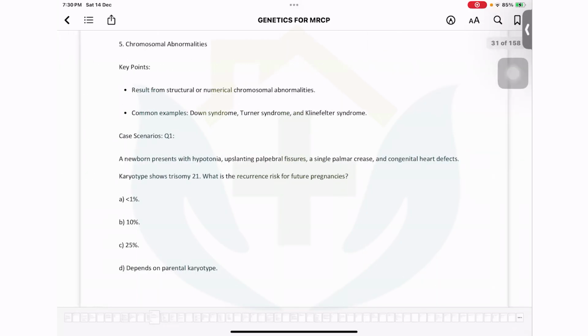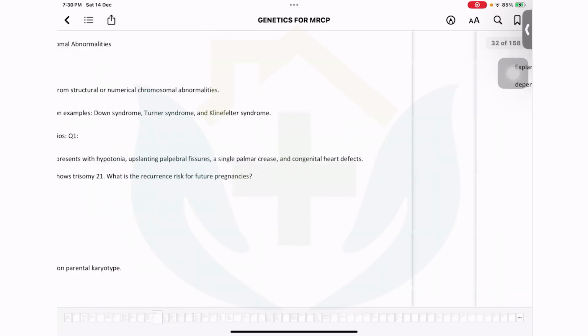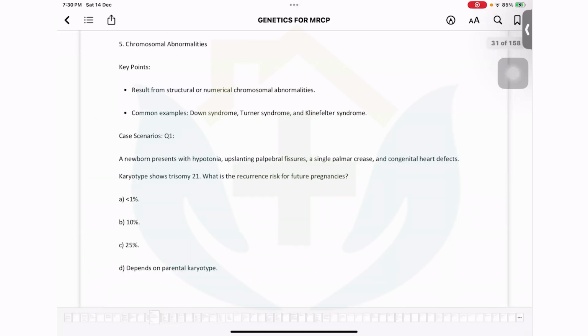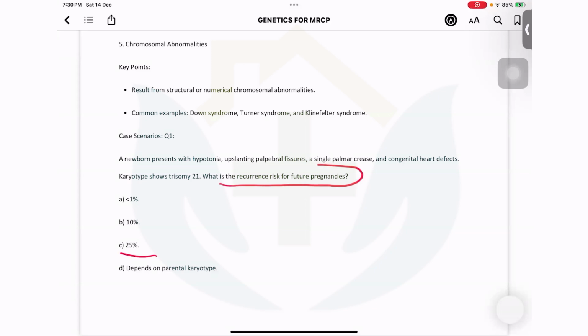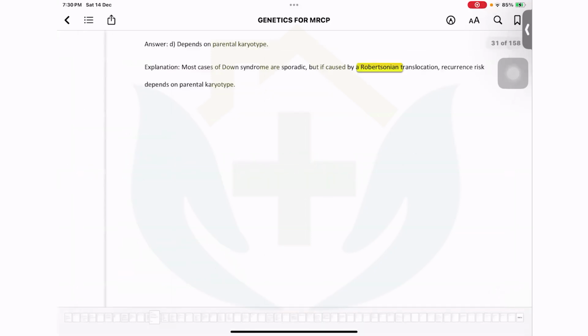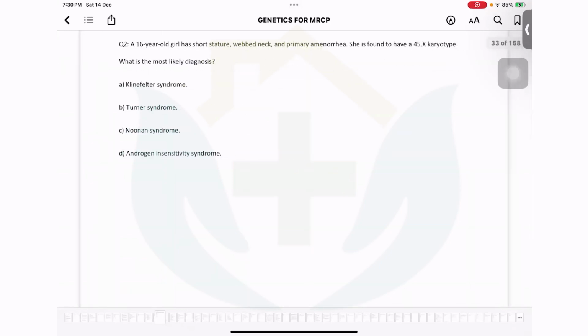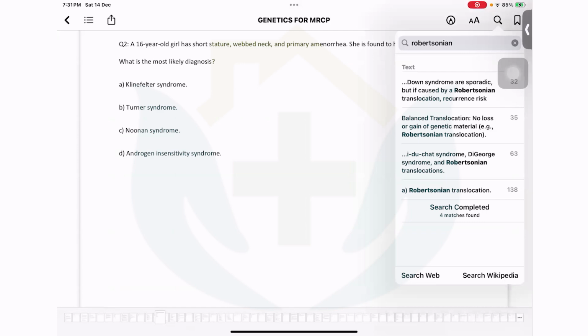Sure, sir. So, Robertsonian translocation. So what you see is, there's this very nice question that we did last time, a newborn child with hypotonia, upslanting palpebral features, everything about Down syndrome. What is the recurrence risk for future pregnancies? It depends on parental karyotype. Why? Because of presence of Robertsonian translocation. So it is important to understand where it came from.